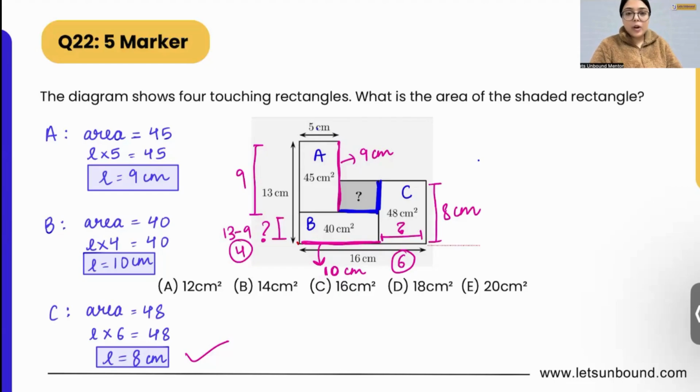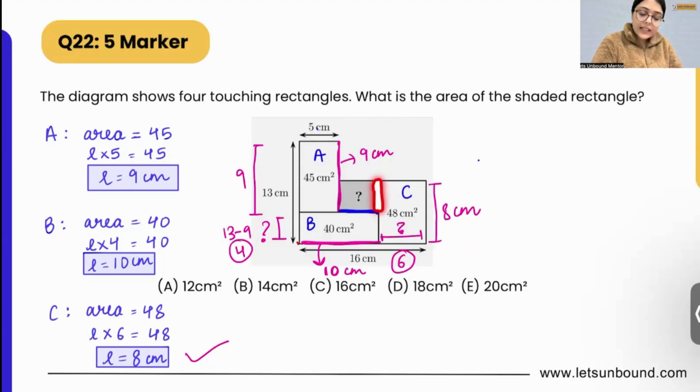By just using the formula of area. Now, all we need to do is try to figure out what will be the length and width for the rectangle, which is the shaded rectangle. Okay. Now think about, let's say, this width. You can see we need to first find what will be this.